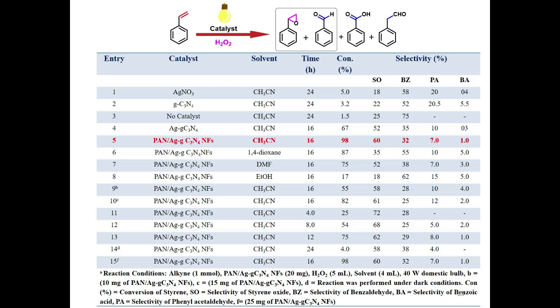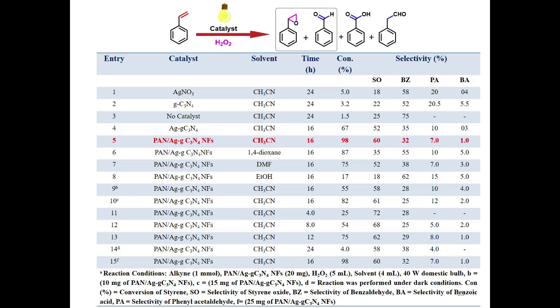If you look into that particular form, the first is styrene oxide, the second one is benzaldehyde, the third one is benzoic acid, and then phenyl acetaldehyde formation. And these two products have a very major yield as compared to the other two. If we look into that particular table, different catalysts are being tested along with different solvent conditions, and time is taken.